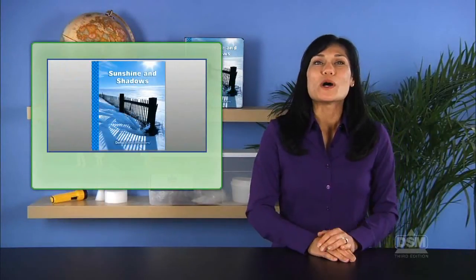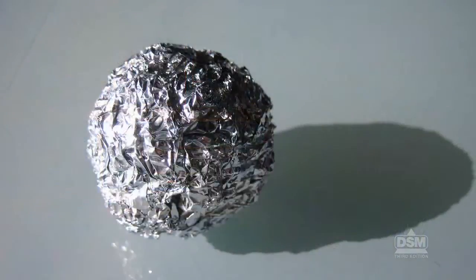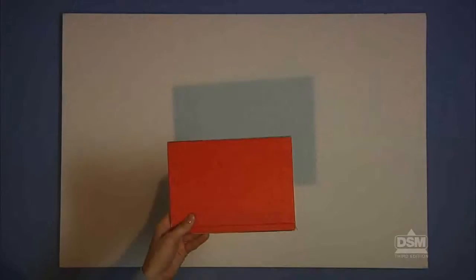In the module Sunshine and Shadows, students learn all about the properties of shadows. A shadow is formed on a surface when light shining on an opaque object is reflected or absorbed by the object and an area of shade falls on the surface. Three things are needed to make a shadow: light, an object, and a surface.